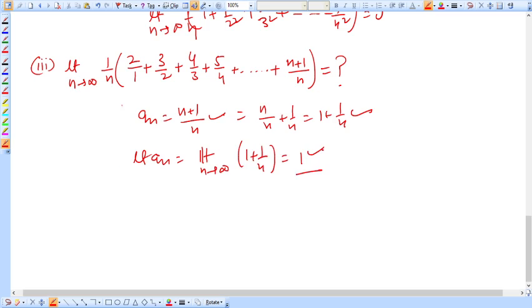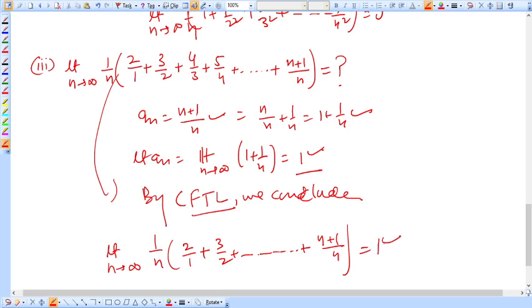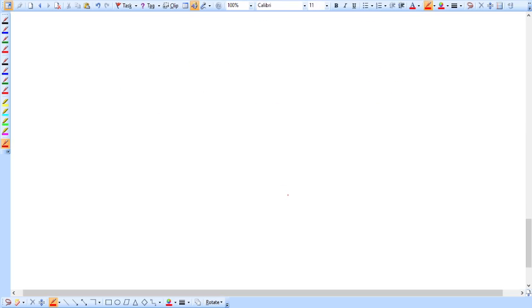So see here, thus by Cauchy's first theorem on limit, we conclude that the limit as n tends to infinity of (1/n)(2/1 + 3/2 + up to n+1 over n) is equal to 1, because the limit of this term is 1. So therefore the limit of this whole term will also be equal to 1. These were some problems which we solved with the help of Cauchy's first theorem on the limit.